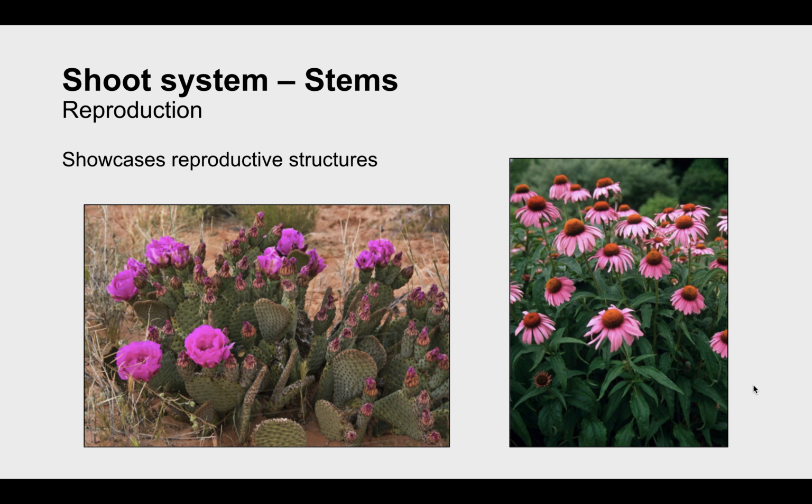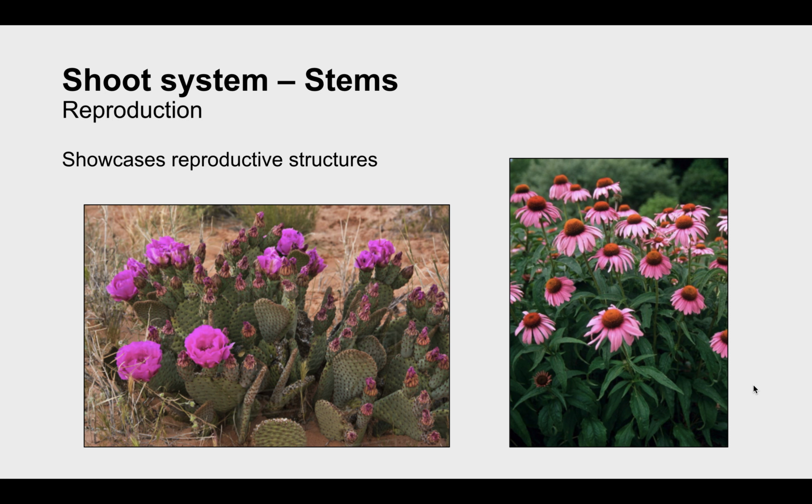The stems also play a role in showcasing reproductive structures. Right? So we have our stems holding up our flowers, showcasing those flowers, advertising them to all those pollinators out there. So come see me, come pollinate me. Right? So they're showcasing those reproductive structures.